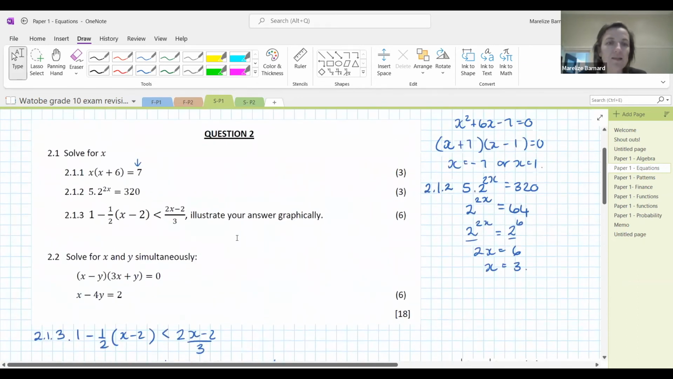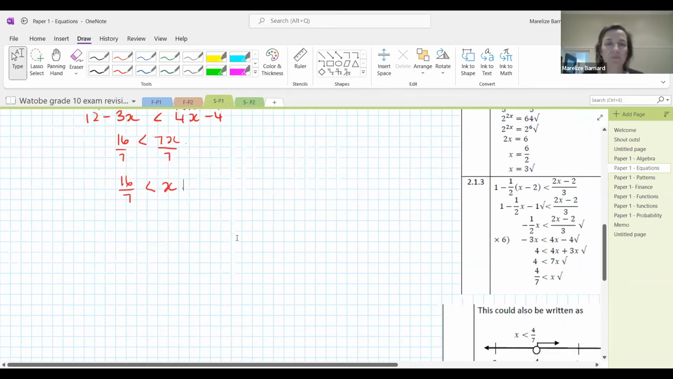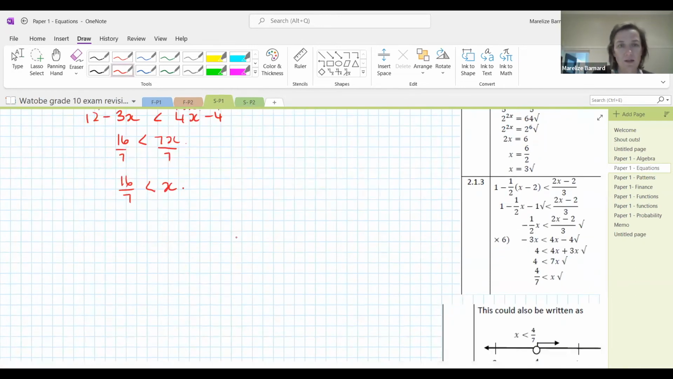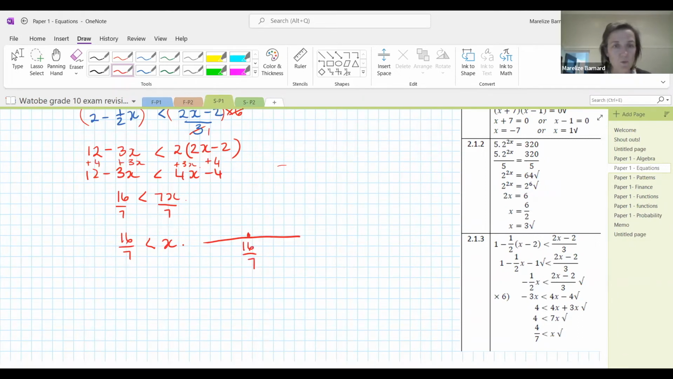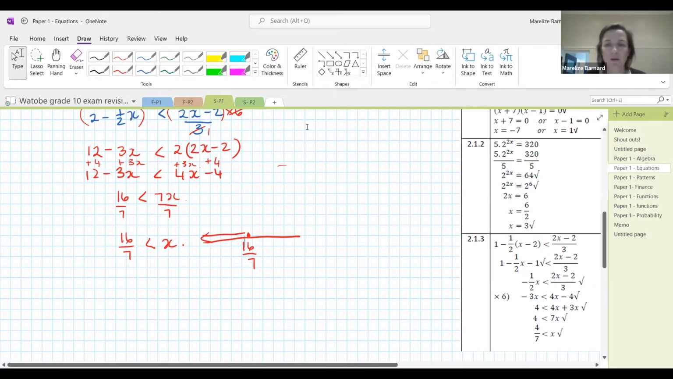Then it says illustrate your answer graphically. That means you have to draw a number line. Here is 16 over 7, and x is smaller than that, so it goes to that side.